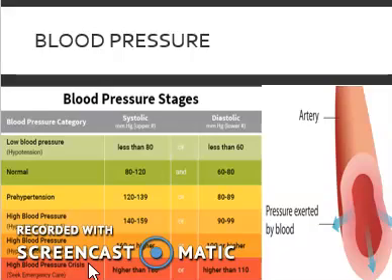Blood pressure is a measure of the force being exerted on the walls of the arteries as blood is pumped out of the heart. Blood pressure measurements are usually taken on the upper arm with a sphygmomanometer.